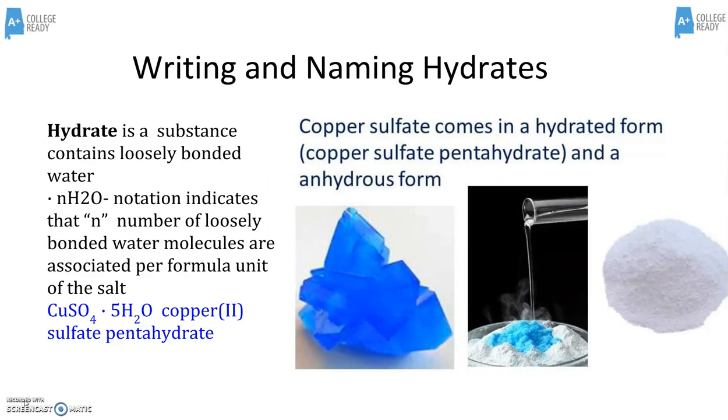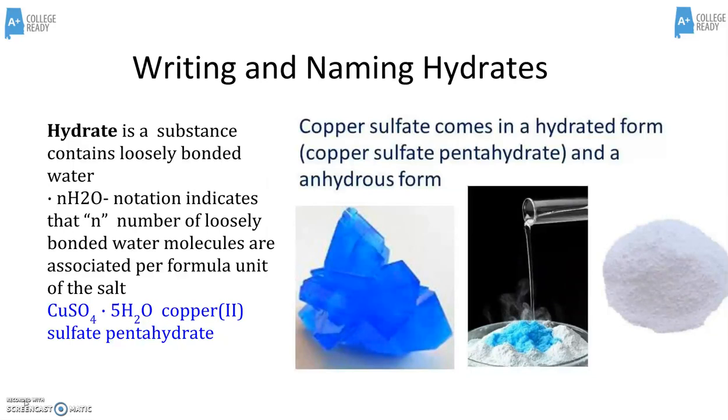The n, of course, is your number of moles of water loosely bonded to that salt. And again, your prefixes go back to mono, di, tri, tetra, penta, etc. So it's different from the organic naming, and it goes back to the molecular compound prefixes. A little confusing, I know, but think organic is different from the rest.